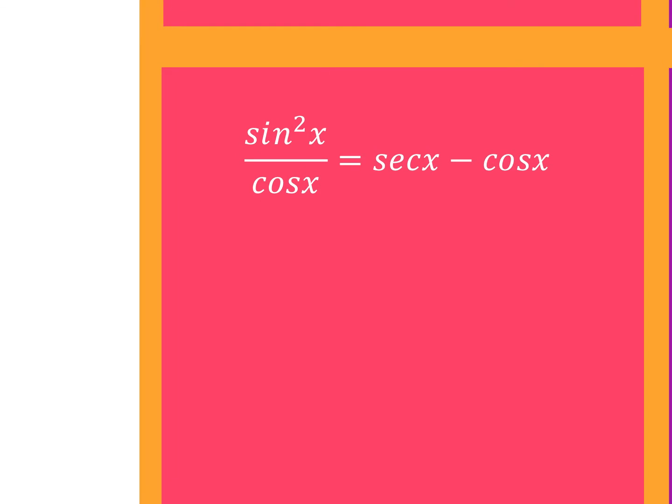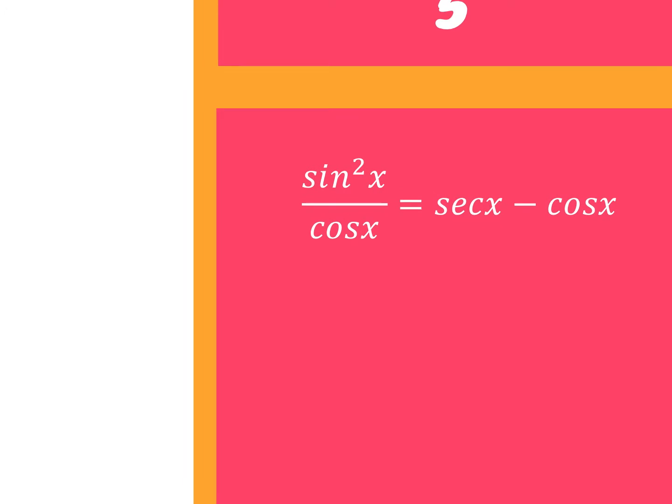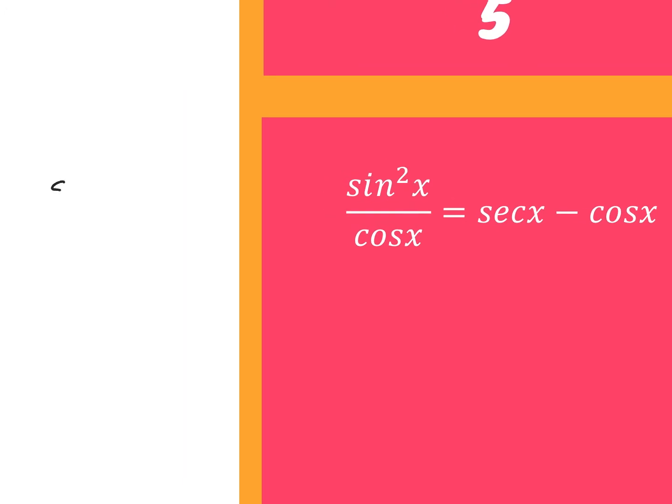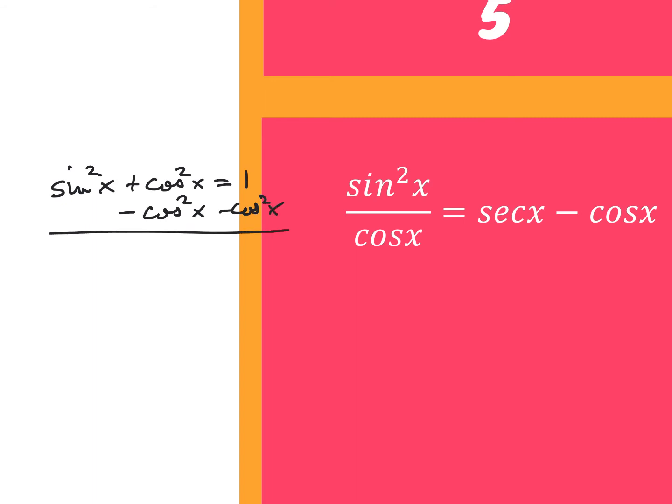So for this one, I am actually going to use an identity for the numerator. So the identity I'm going to use is sine squared x plus cosine squared x equals 1. I'm going to move over the cosine. Sine squared x is equal to 1 minus cosine squared x. So that's what I'm going to replace my numerator with.